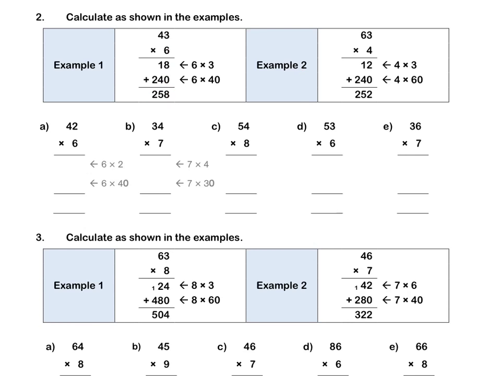Example 2. 4 times 3 is 12. 4 times 60 is 240. And we add up to get a final answer of 252. Pause this video to complete question 2. Question 3.